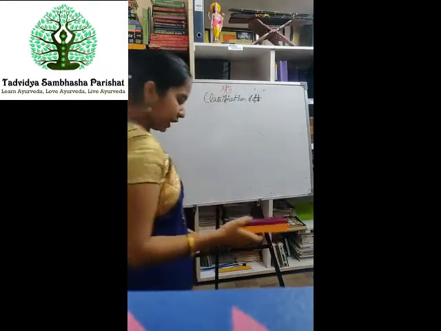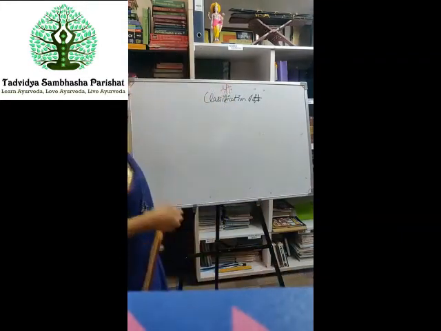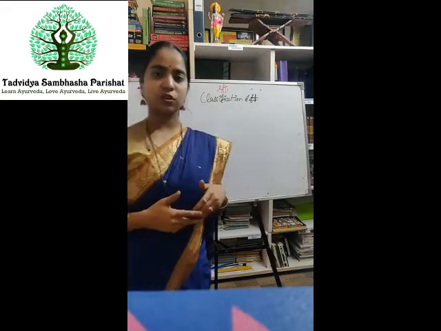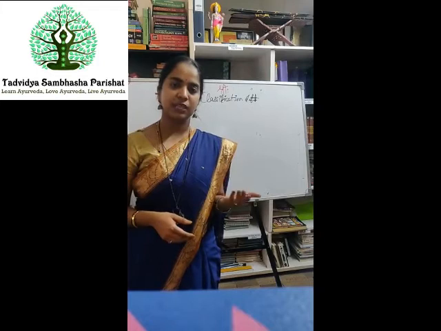Okay, so under classification we had four varieties. The first one was based on the etiology: traumatic and pathological. The next one we saw was based on displacement. We had undisplaced and displaced fracture.